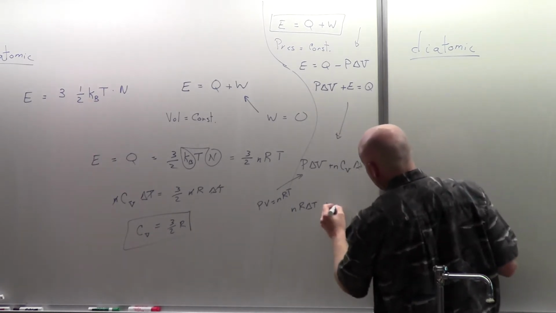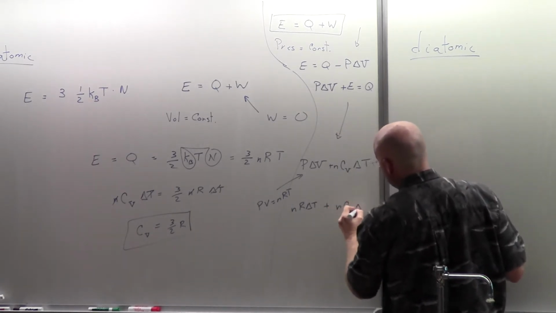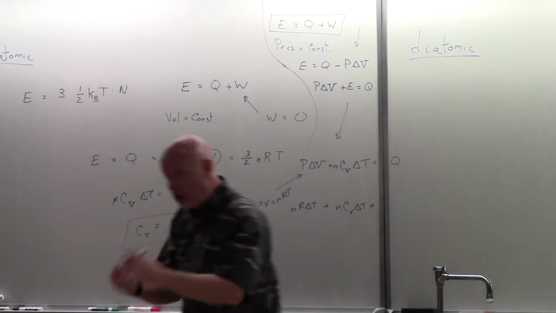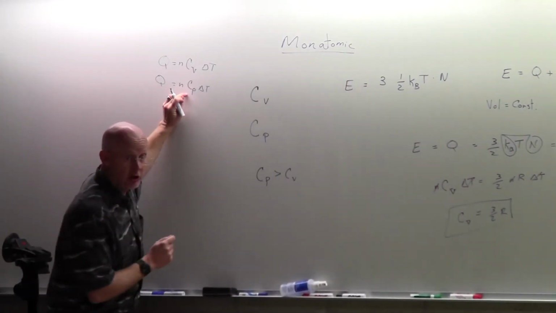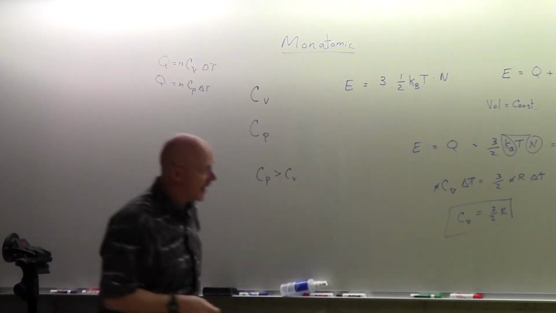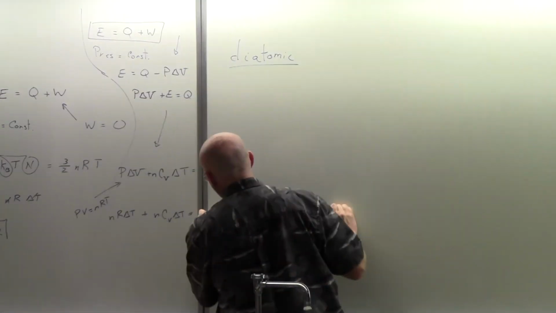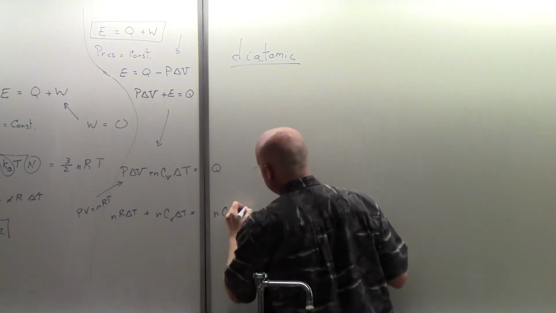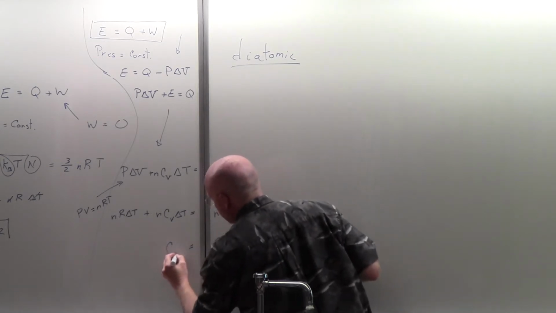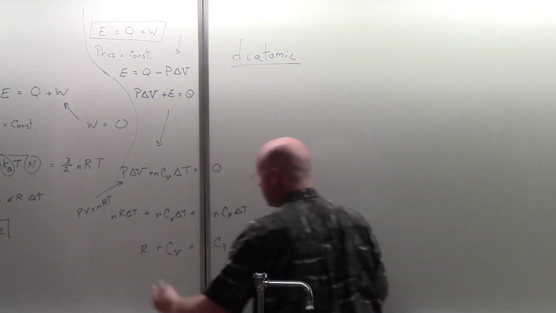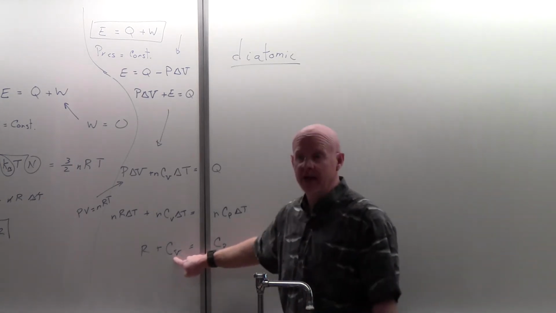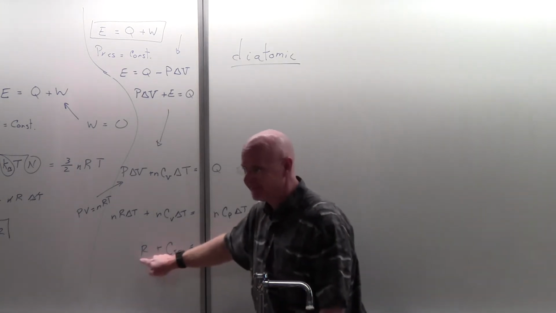And so when you add that to nCV delta T, and then on this side of the equation for the Q, since we are dealing with constant pressure, we would have to use this side, not this one, but for the Q, we would have to use an nCP delta T. We see then that CP is really CV plus R. And so CP is more than CV. How much more? By R.